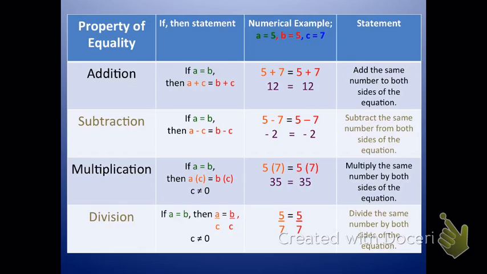What I'd like you to do is pause your computer right now, take out a pencil and paper, and copy down this chart so that you have this chart with you, and so that you can get a little bit of understanding of these properties.